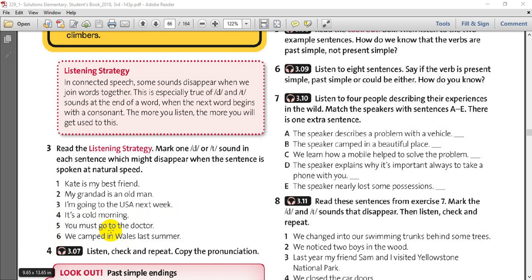You must go to the doctor. You must go. You must go to the doctor. Here T is silent. Number 6. You camped in Wales last summer.